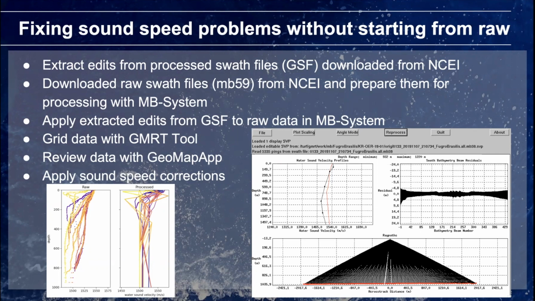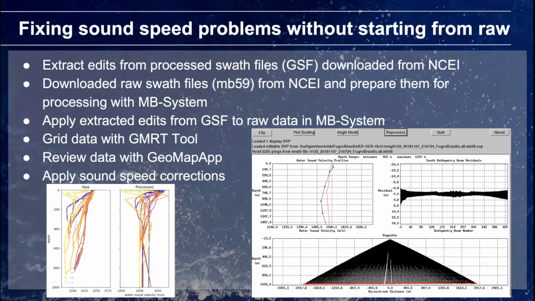In cases such as this, where sound speed corrections are needed, if processed data are made available in the swath format, we are able to undertake additional processing. So we are hugely grateful to our colleagues who make data available in the GSF format, so we have the ability to make these corrections. Our approach with the GSF formatted files is to leverage the edits that were previously made in order to avoid duplication of effort with respect to data cleaning, and then we will apply those edits to the raw data files.